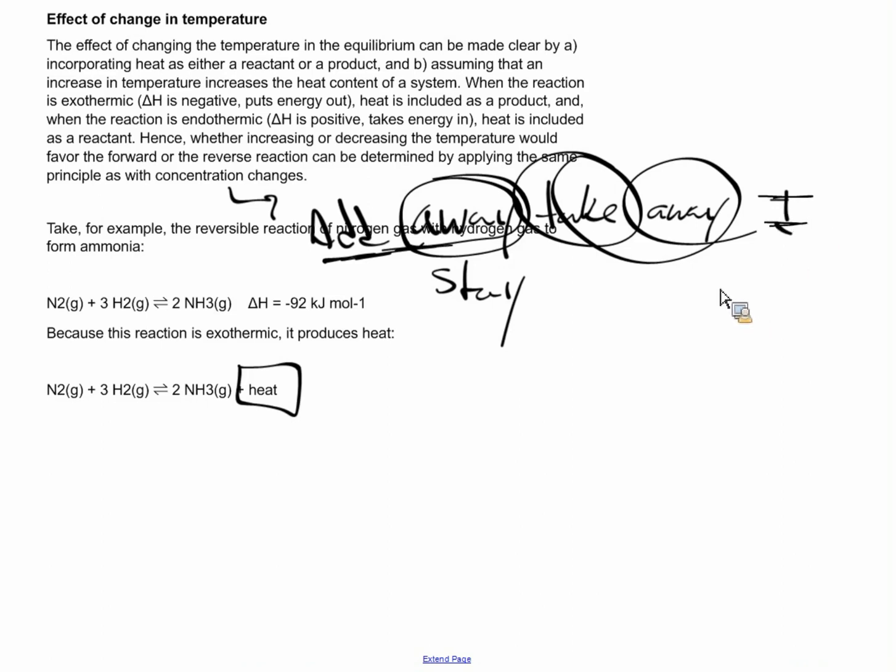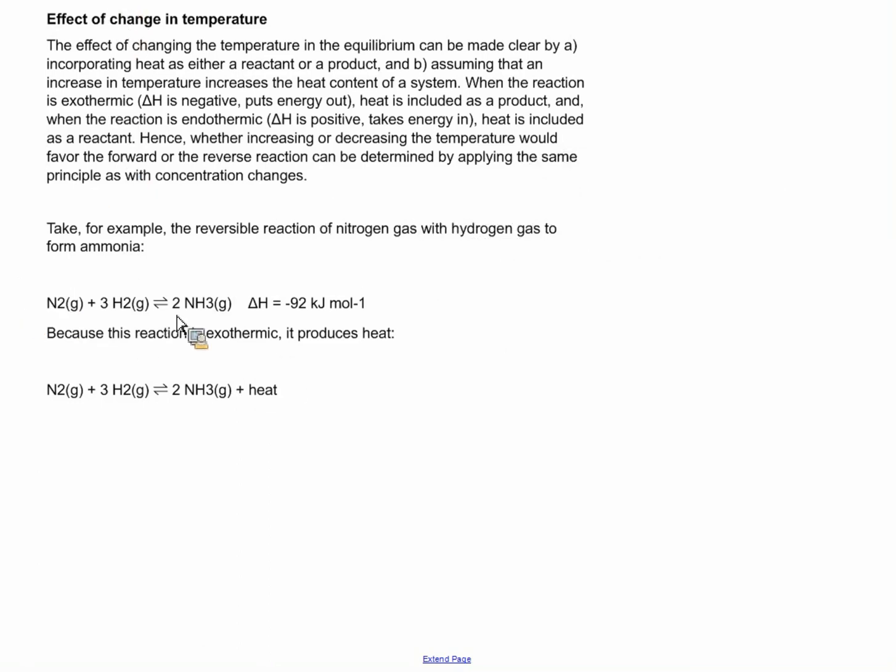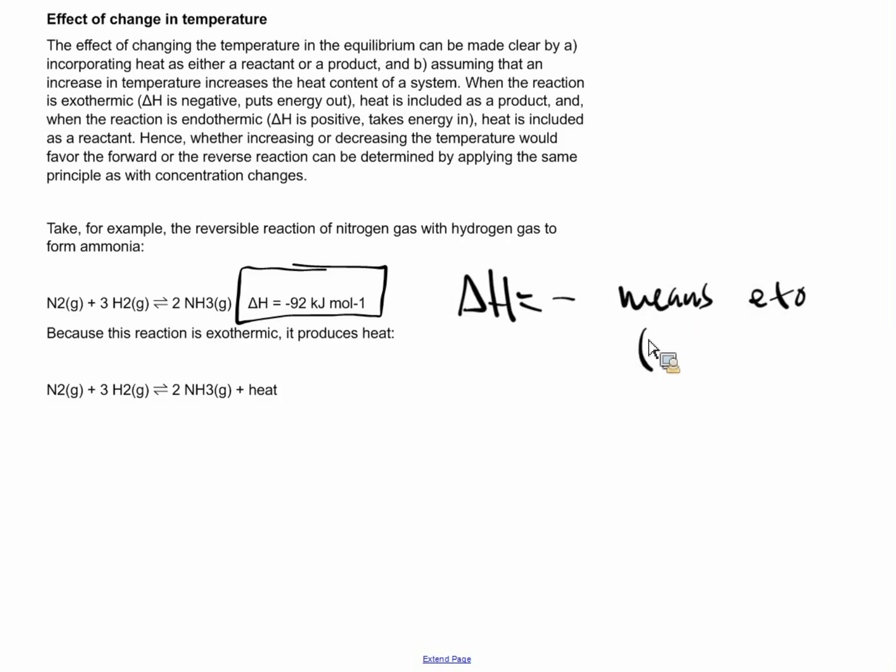Now, most of the time in this class, it doesn't just say the word heat, it gives you the reaction in this format. So it'll just tell you what delta H is. And I would hope that you're smart enough by now to know that delta H equaling a negative sign means what? Exothermic, which now means heat is a product. Delta H equals positive, it's endo, and now that means that heat is a reactant.